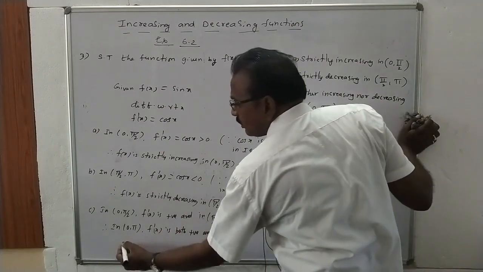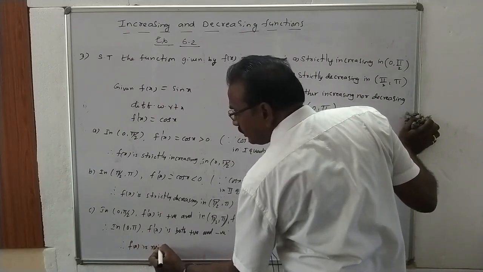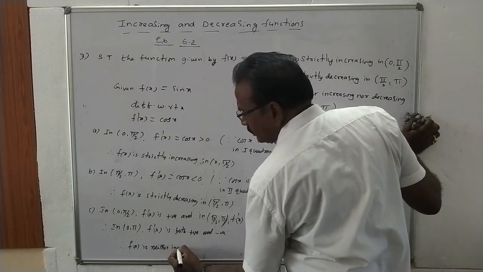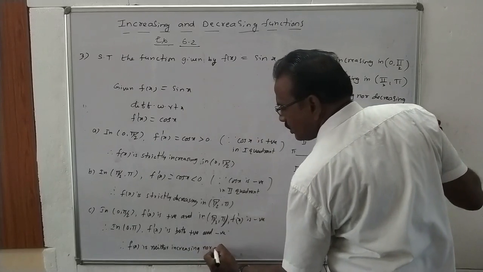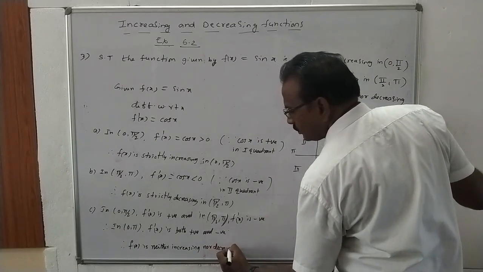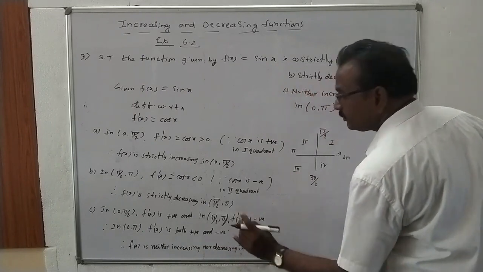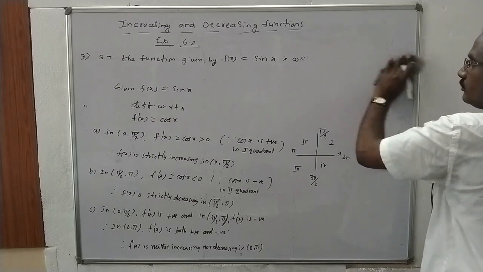This means what? The function f of x is neither increasing nor decreasing in the open interval 0 comma pi. So this is the third question. Right, question number 4.